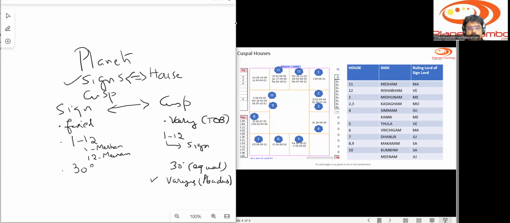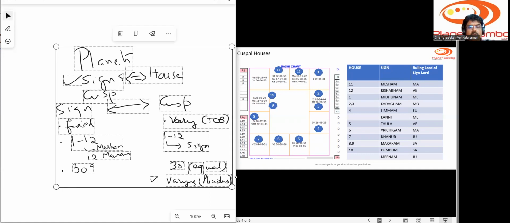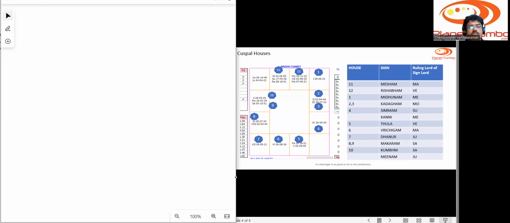This is an import from the Western astrology calculation methodology, and the person who advocated this is Krishnamurti. The credit goes to him. Any chart that I have seen drawn with the Placidus methodology is more accurate, and you'll be able to give better predictions. So this is the difference between a sign and a cusp. It'll vary for different people, whereas a sign is fixed. So let's jump into understanding the equal and the unequal model, which is the Placidus model.